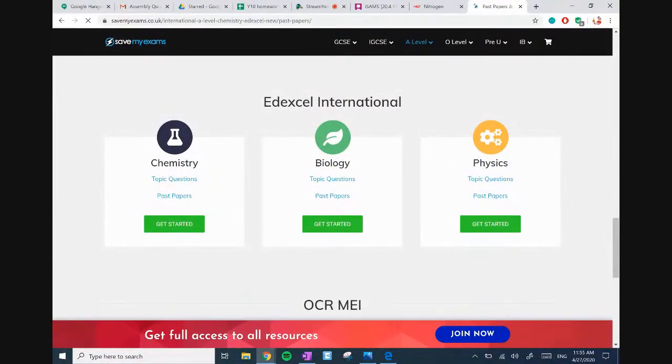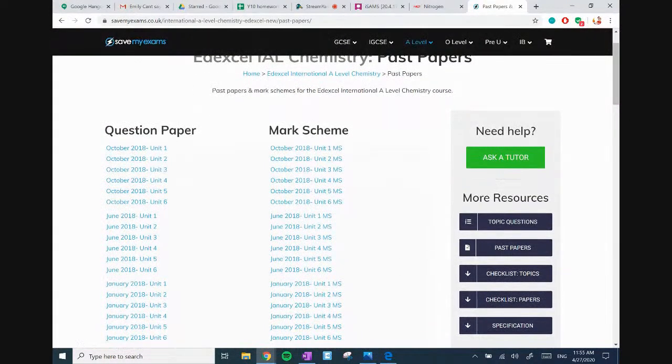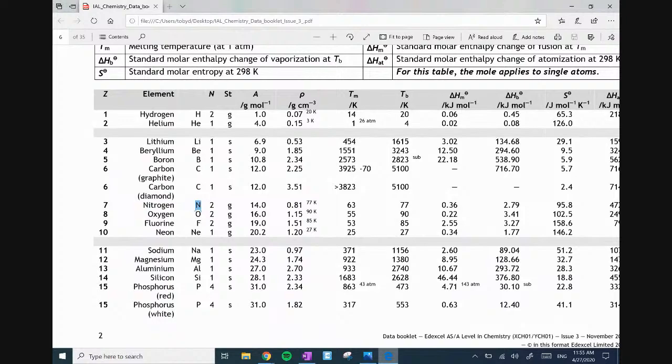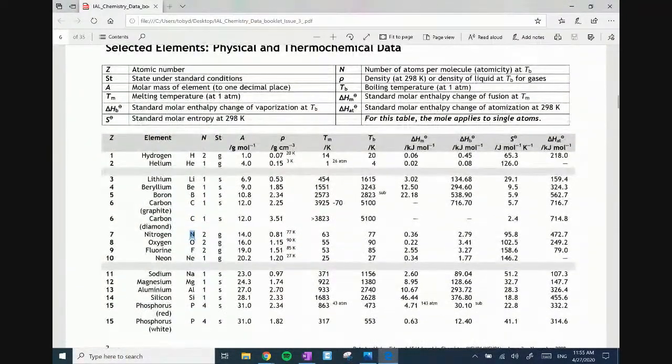It shouldn't be. On the data booklet, it says the mole applies to single atoms. No, it doesn't. Look at the data booklet. On the data booklet, it says standard molar entropy at 298. It doesn't. It says it's diatomic.